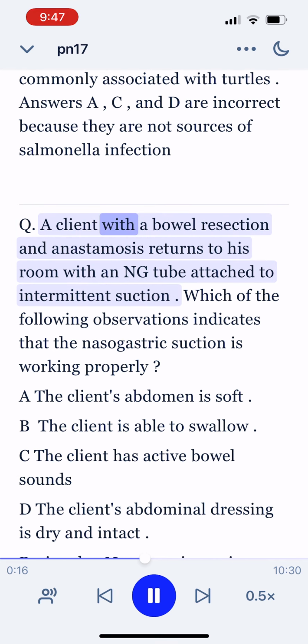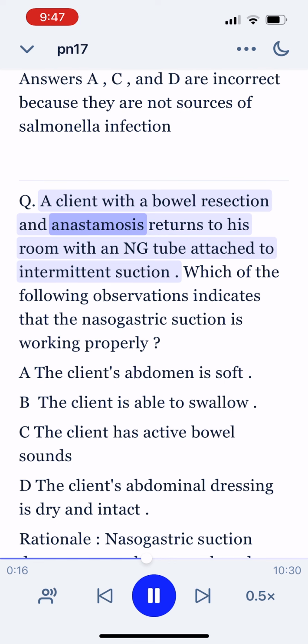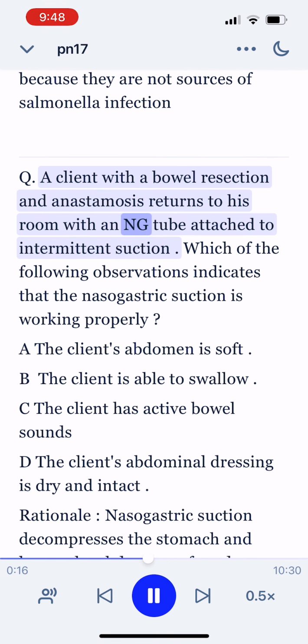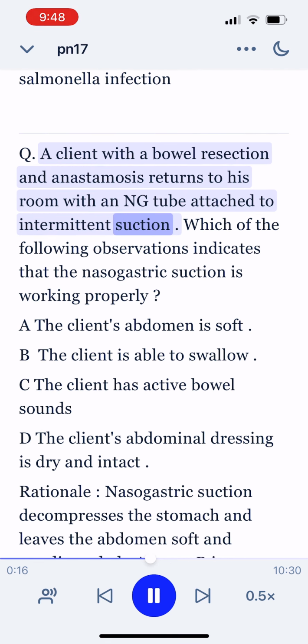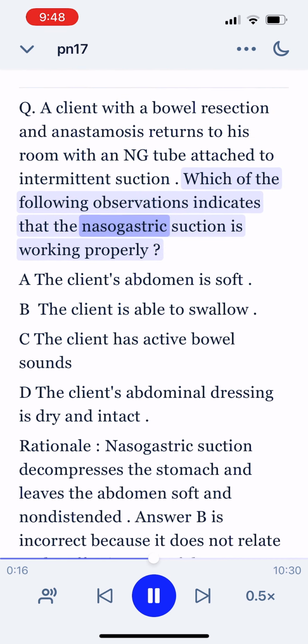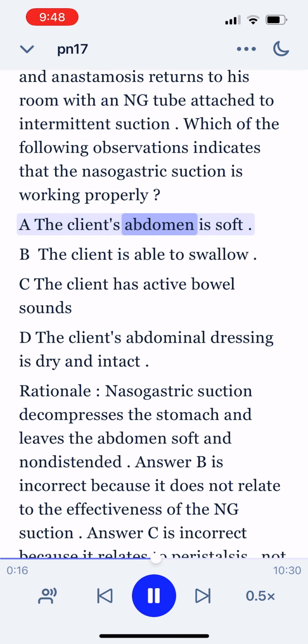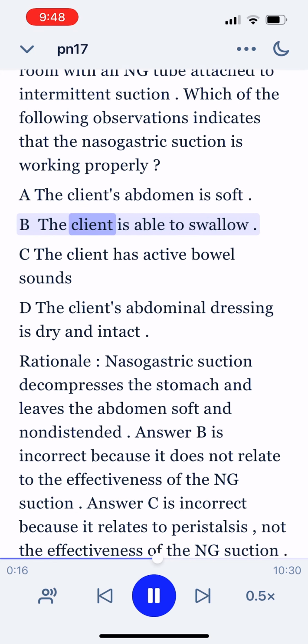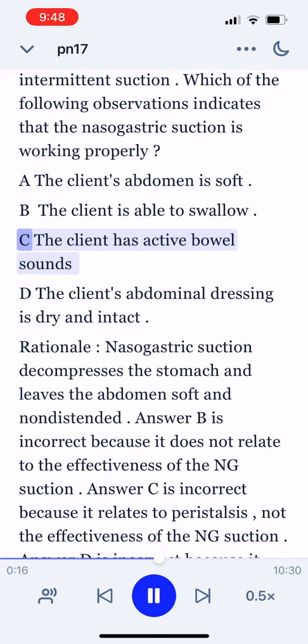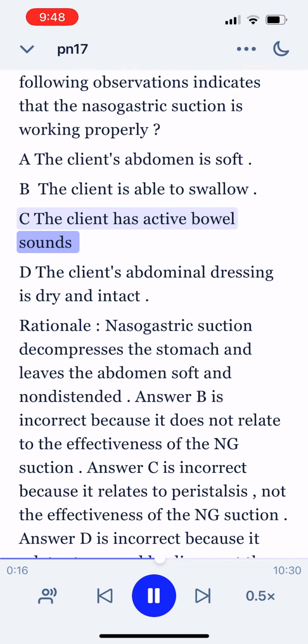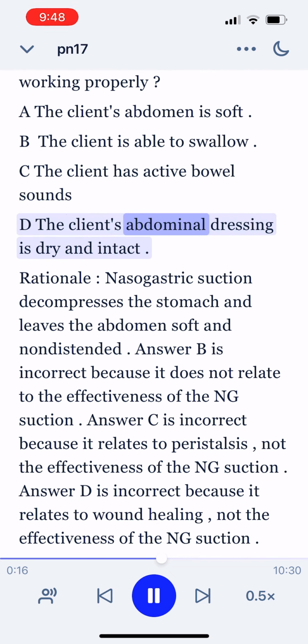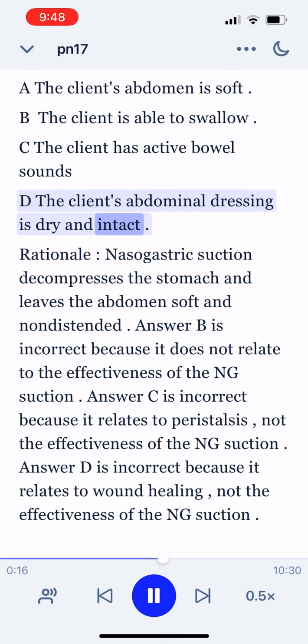Q. A client with a bowel resection and anastomosis returns to his room with an NG tube attached to intermittent suction. Which of the following observations indicates that the nasogastric suction is working properly? A. The client's abdomen is soft. B. The client is able to swallow. C. The client has active bowel sounds. D. The client's abdominal dressing is dry and intact.